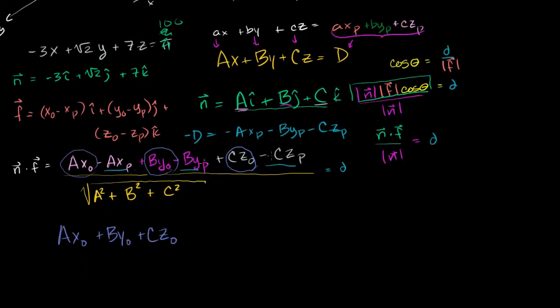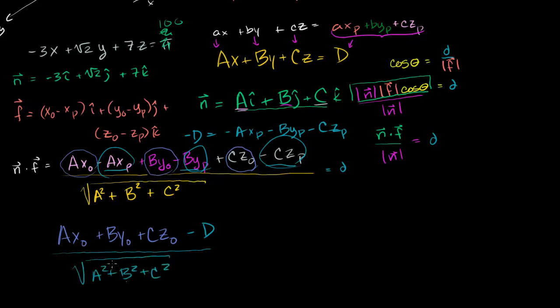And that's exactly what we have over here. Negative a xp, negative b yp, negative c zp. So all of this term, and this term simplifies to a minus d. And remember, this capital D is the d from the equation of the plane, not the distance d. So this is the numerator of our distance. And then the denominator of our distance is just the square root of a squared plus b squared plus c squared. And we're done. This tells us the distance between any point and a plane.